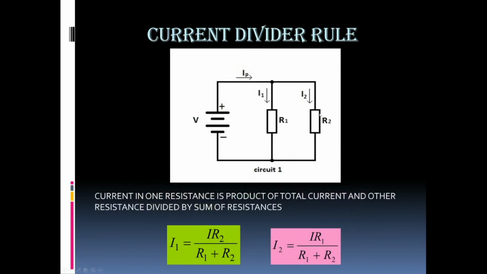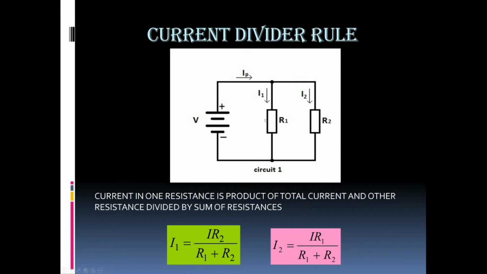Next important theory is the current divider rule. What the current divider rule says is, when you have lots of branches, if you have to find the current through one of the branches, that's when you use the current divider rule. You can see here there are two branches. The current I1 flows here, the current I2 here, and a total current of IP flows from the battery. It divides between both. What if you have to find the current I1 through the resistance R1? You use the current divider rule to find the current through the first branch, or through the R1 resistance.